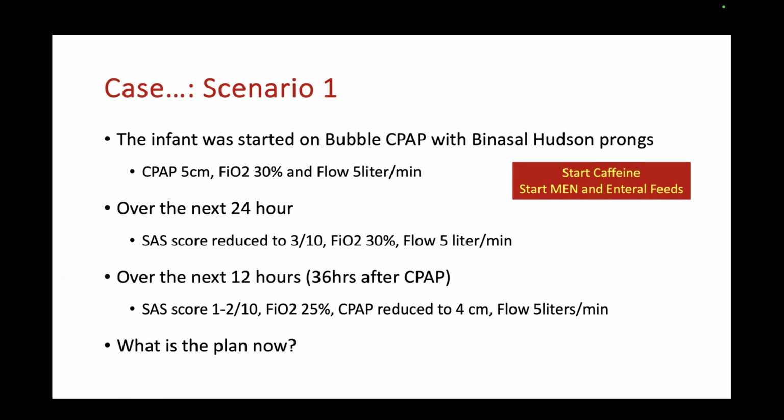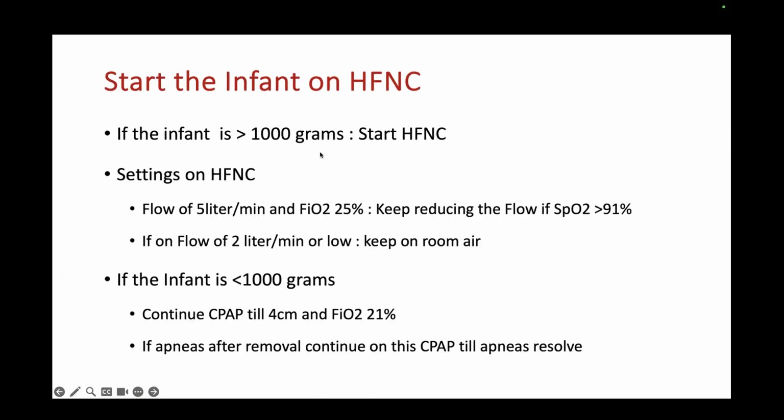At this point, since the pressure was 4 and FiO2 was 25%, and the baby is more than 1 kg, the baby was moved to HFNC. When you start HFNC, you start with a flow of 5 liters, exactly like what you were doing in CPAP, and the FiO2 is the same as on CPAP, that is 25%. Subsequently, if the baby is comfortable, breathing well and maintaining good saturation, you come down on the flow from 5 to 4, 4 to 3, 3 to 2, and then you come down on FiO2 to 21%. Once you are on 21% and a flow of 2 liters, you can take the baby to room air.